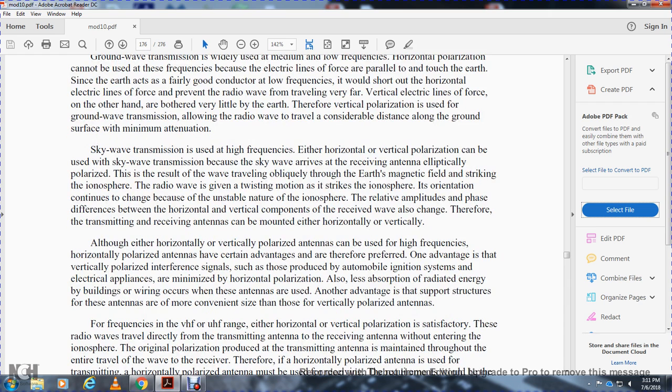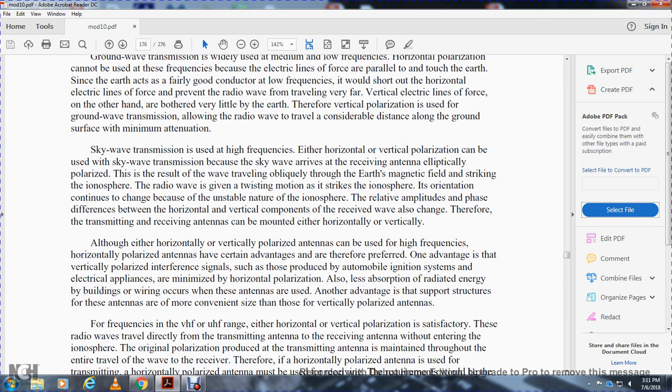Skywave transmission is used at high frequencies. Both horizontal and vertical polarization can be used for skywave transmission, because the skywave arrives at the receiving antenna elliptically polarized, as a result of the wave traveling obliquely through the Earth's magnetic field and striking the ionosphere. The twisting motion imparted by the ionosphere continually changes the orientation due to the unstable nature of the ionosphere, and the relative amplitude and phase difference between the horizontal and vertical components of the received wave also change.